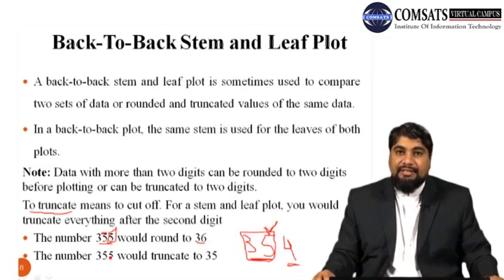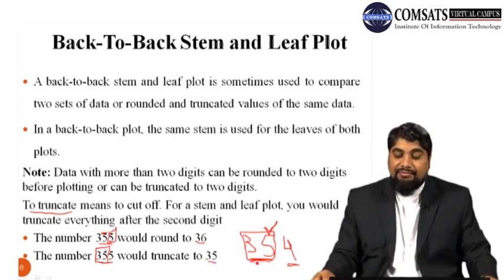And now, how to truncate the digits? Suppose the same number 355, we want to truncate it to 2 digits. Truncate means to cut off. It means if we want to truncate this number to 2 digits, the first digit is 3 and the second digit is 5, and after these 2 digits we have to skip all the remaining digits. So after these 2 digits, leave everything, skip everything. So 355 will be truncated to 35.